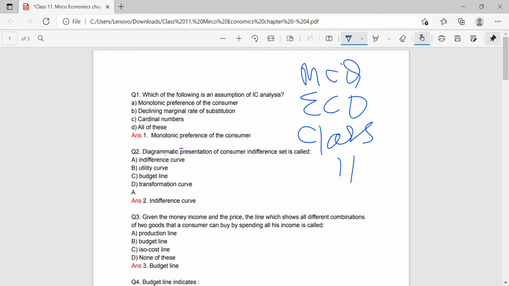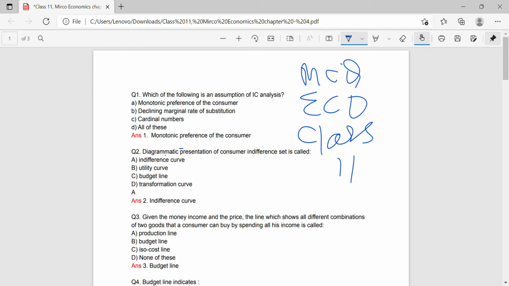Hello friends, today we are going to do some MCQs on economics of class 11th. Question one: which of the following is an assumption of IC analysis? Option A, monotonic preference of the consumer. Option B, declining marginal rate of substitution. Option C, cardinal numbers. Option D, all of these. The correct option is option A, monotonic preference of the consumer.